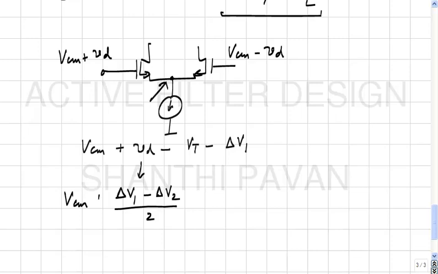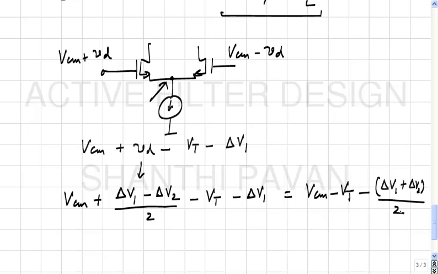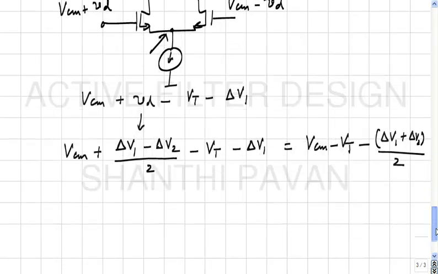So this is Vcm plus or minus Vt minus delta V1, which is what? Vcm minus Vt minus delta V1 plus delta V2 by 2. Is this clear? Yes? No? Okay? Alright. And what is delta V1 plus delta V2?